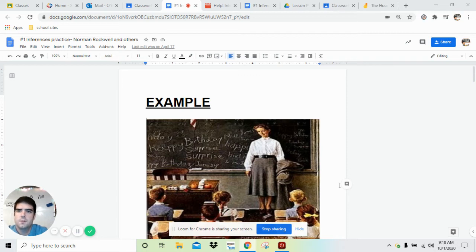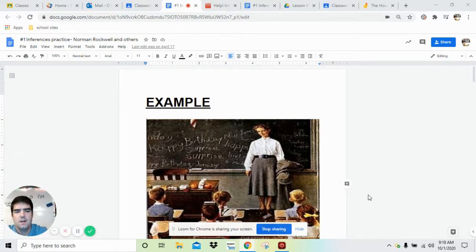Morning and welcome to the Norman Rockwell Inferences practice assignment. All right, so there's going to be a series of paintings, pictures, drawings, cartoons, and you're going to have to do two things. The first one is you're going to have to list everything you see, and that means list a lot of things. And the second question is going to be you interpreting.